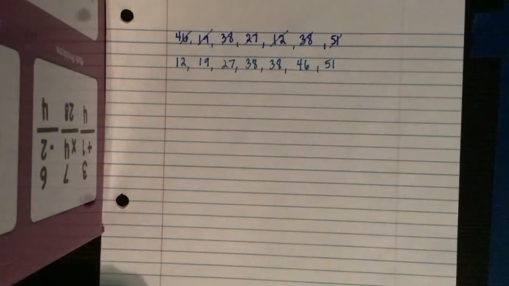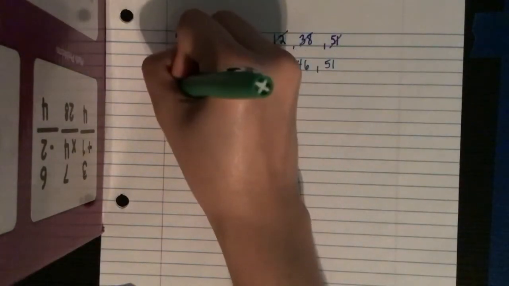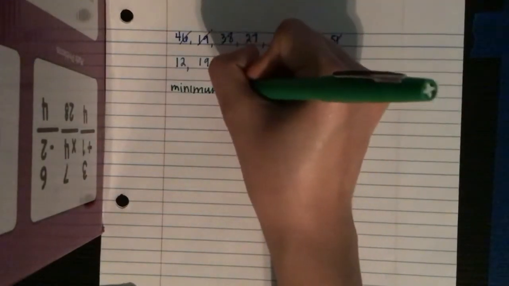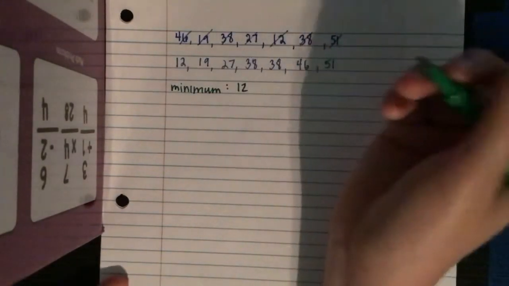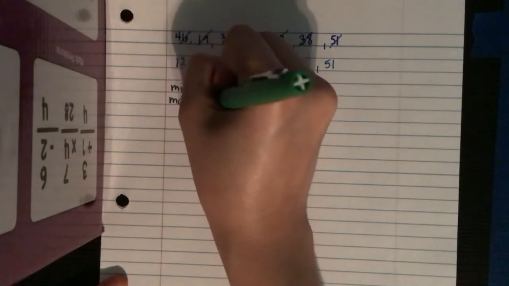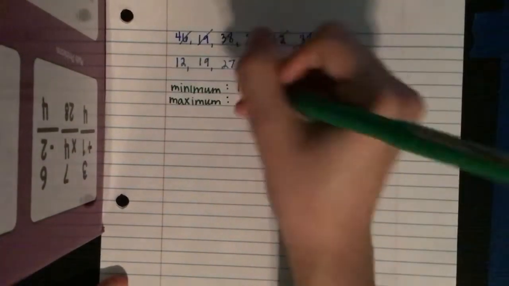Alright, so on my problem it's asking for the 5 numbers, which are the minimum, maximum, median, and then the upper Q and lower Q. So the first two that I can get right away are the minimum and the maximum. Remember, the minimum is the smallest, which is 12, and the maximum is the biggest, which is 51.